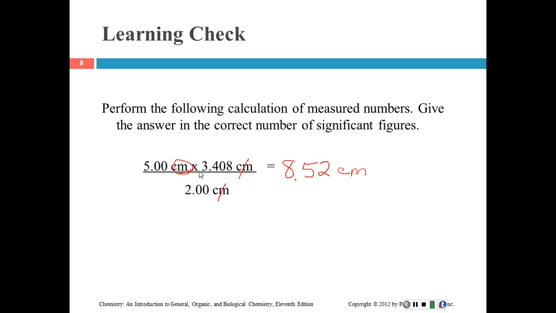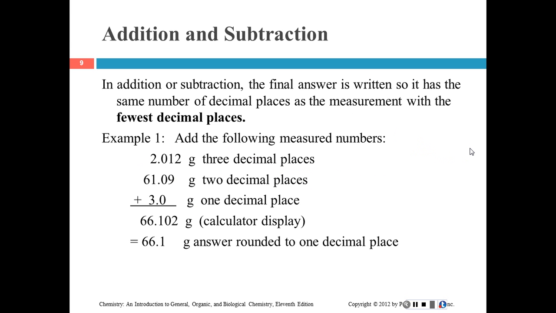Yeah, because how many significant figures is that? 3. And I got 3 there, 3 there, and 4 there. So I can only have 3 significant figures. Very good. Okay, so multiplying and dividing, you're going to have the same number of significant figures as whatever the least number was in one of your measurements.